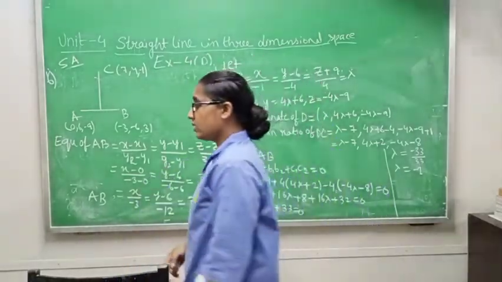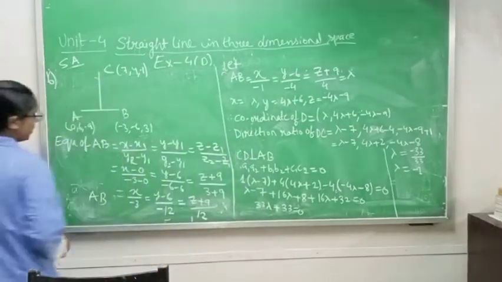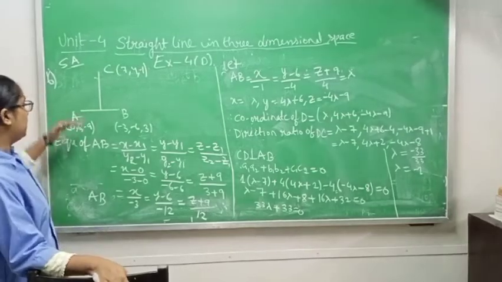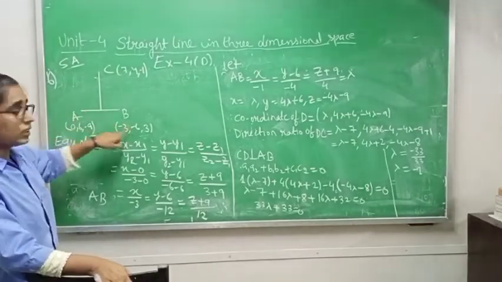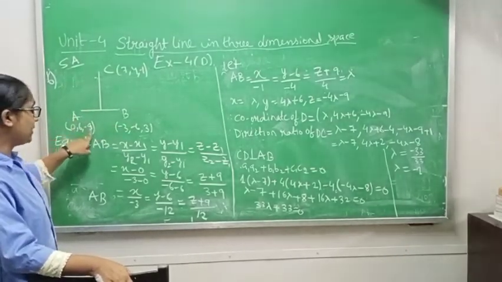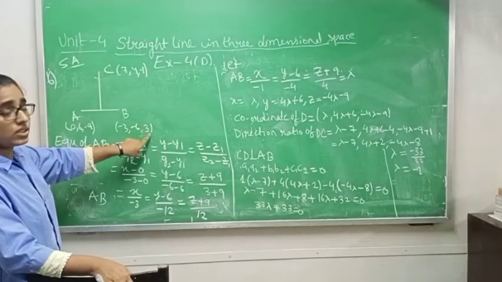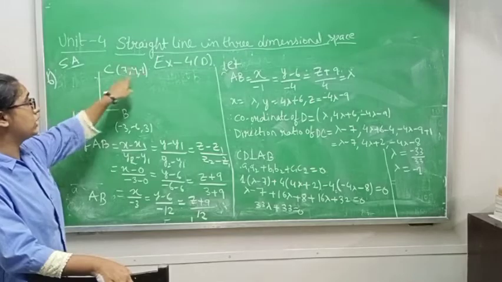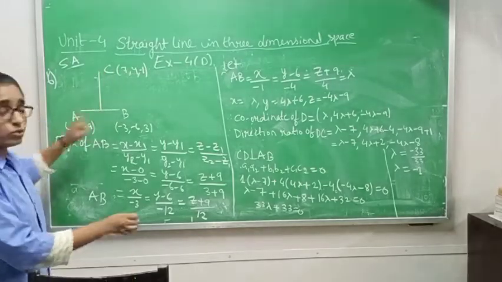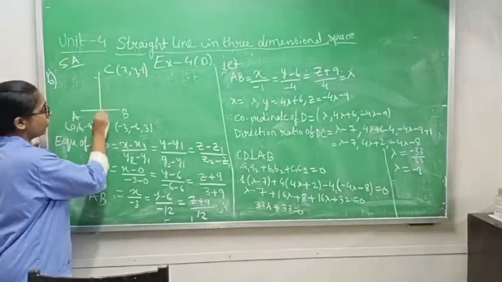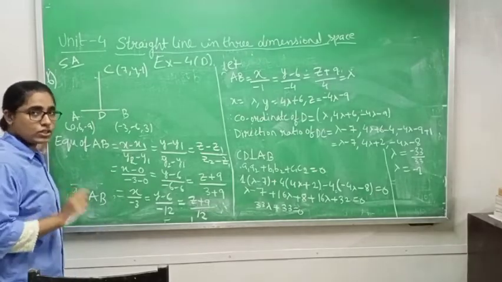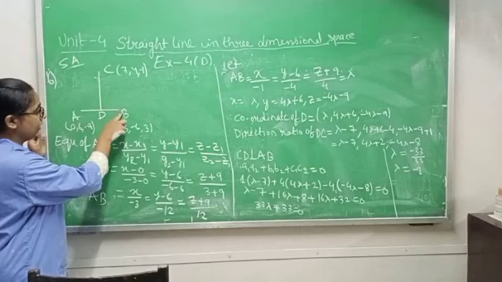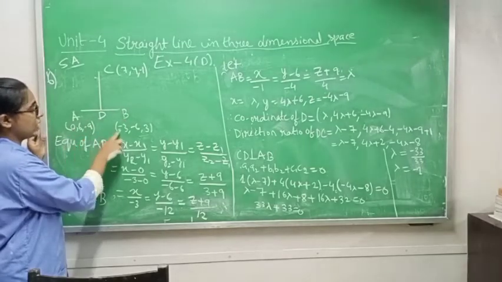In this question, it is almost the same as question number 1, but in this one there are 3 points given. What do you have to do? A is (0, 6, minus 9), B is (minus 3, minus 6, 3), and C is (7, 4, minus 1). From point C a perpendicular is drawn, and the foot of the perpendicular is D. It is written already. So the equation of line AB. AB is a line, and A is this and B is this.